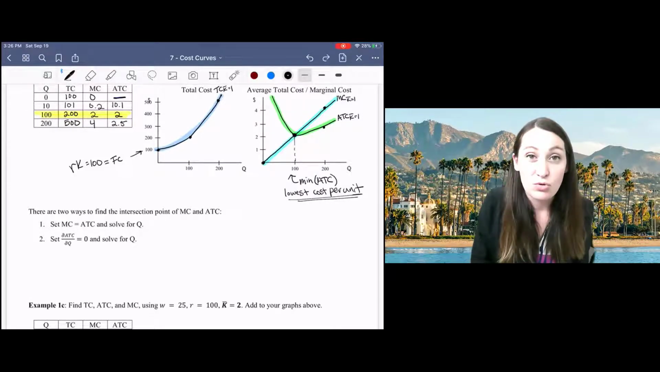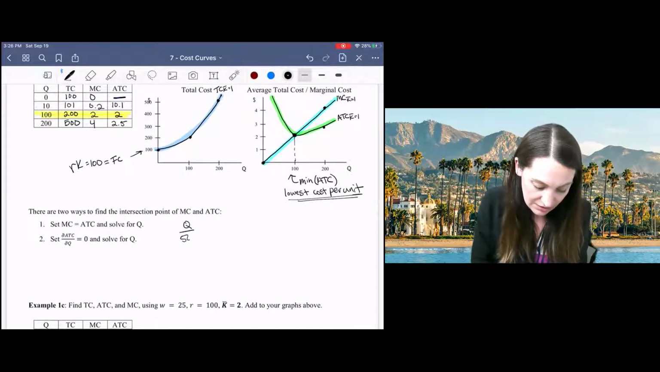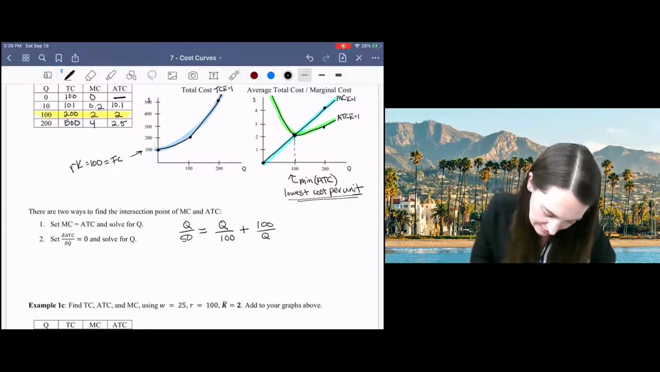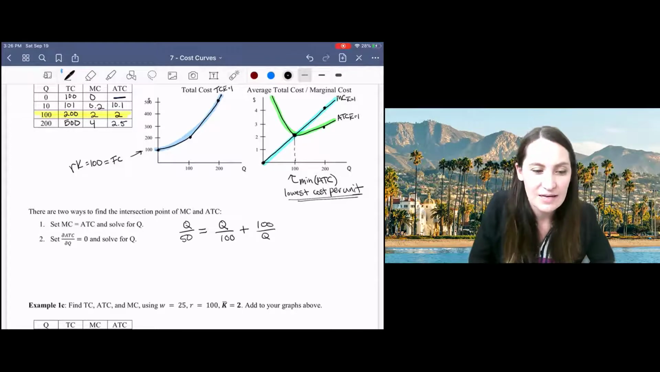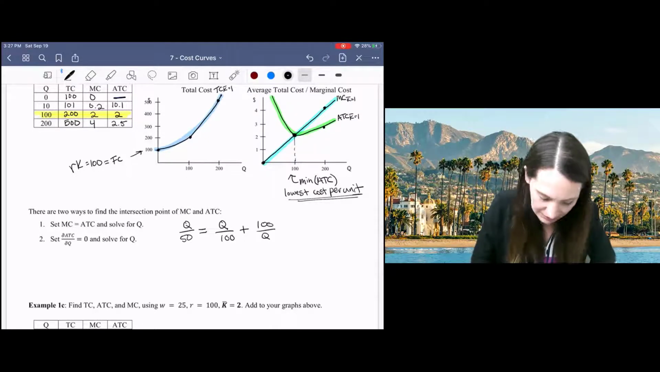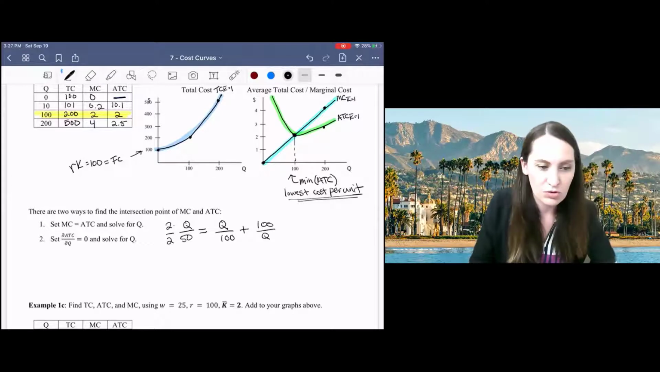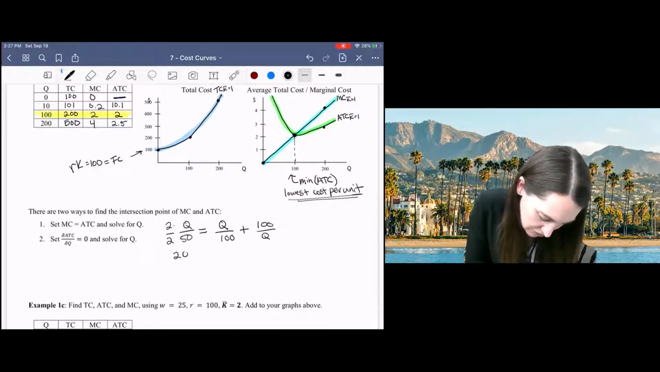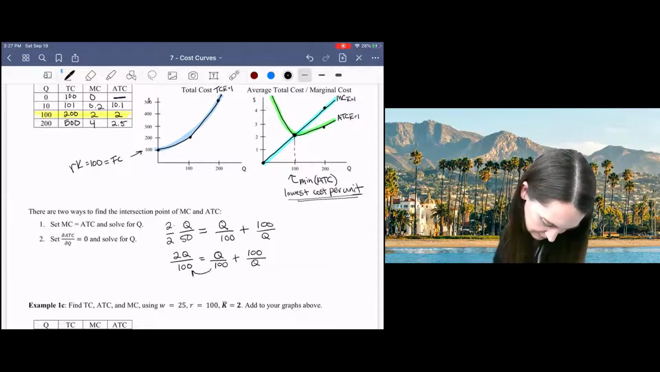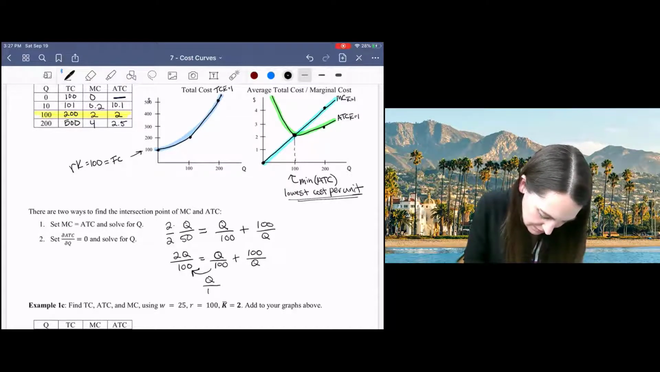So using the first method, we're going to set our marginal cost equation equal to our average total cost equation. And that's going to give me something that doesn't look too nice, but it's actually not that difficult to simplify. The first thing I want to do is try to combine these terms with the q on the top, and in order to do that, I need to have the same denominator, so I'll multiply the left-hand side by 2 over 2. I get 2q over 100 equals q over 100 plus 100 over q. And then I'm going to move this over here, and it will become negative, so what I end up with is just q over 100 equals 100 over q.